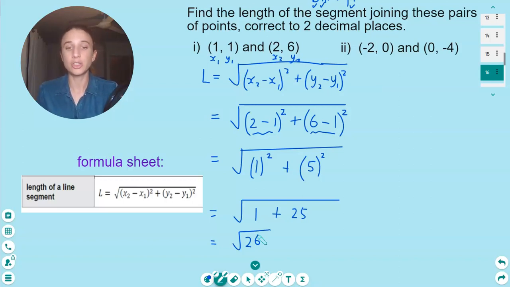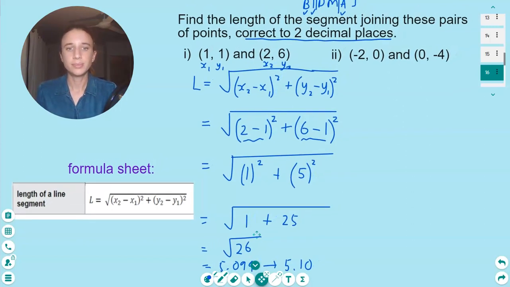They might ask you to answer in exact form, or they might ask you to answer correct to 2 decimal places, which is what they have in this question. So I'm just going to quickly put that in: square root 26, to 2 decimal places. In my calculator, it's 5.099, and that will be 5.10. Now, let's try another one.